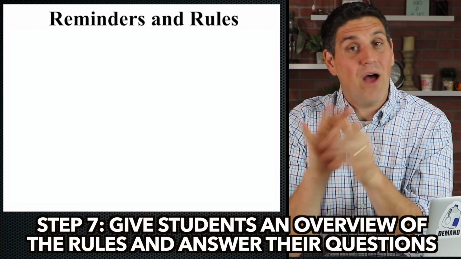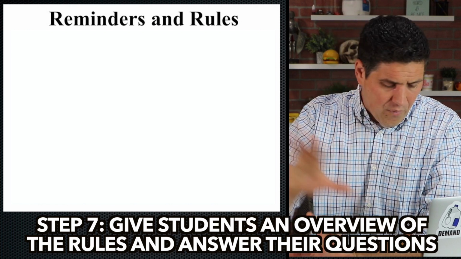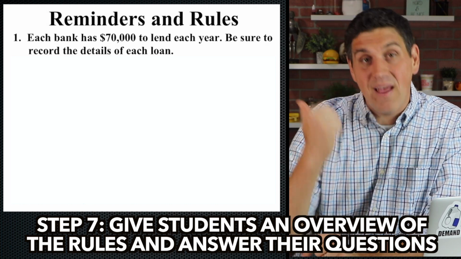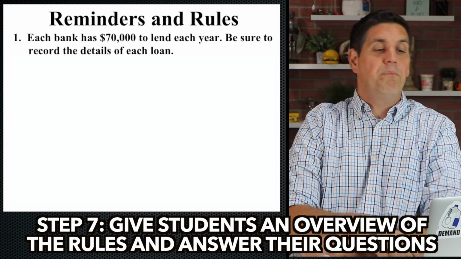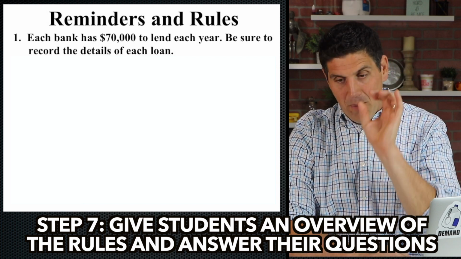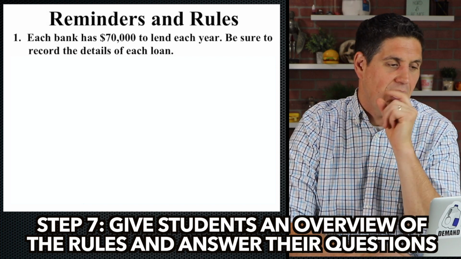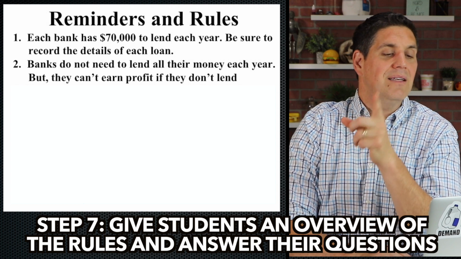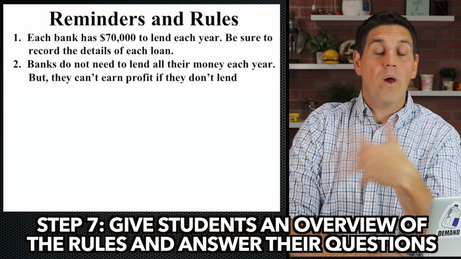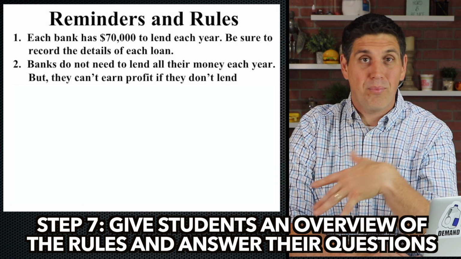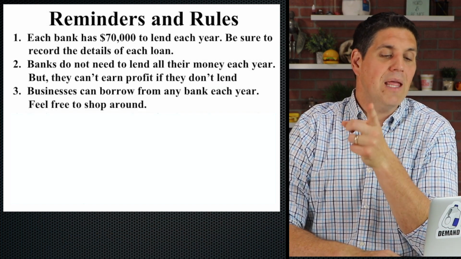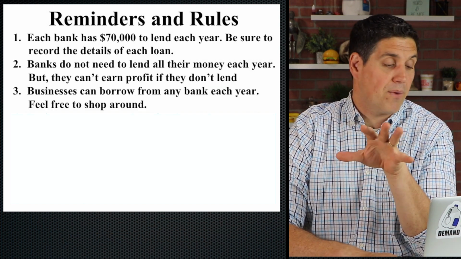Now, if you're a little confused by now, don't be. Here's the reminder, the big overview. First thing, banks have $70,000 a year to loan out. Be sure to record that if you're a bank, so don't lend out $90,000. Also, banks do not need to lend all their money each year. If they don't want to lend out money, they don't have to, but then they don't earn profit. Businesses can borrow from any bank each year. Feel free to shop around.